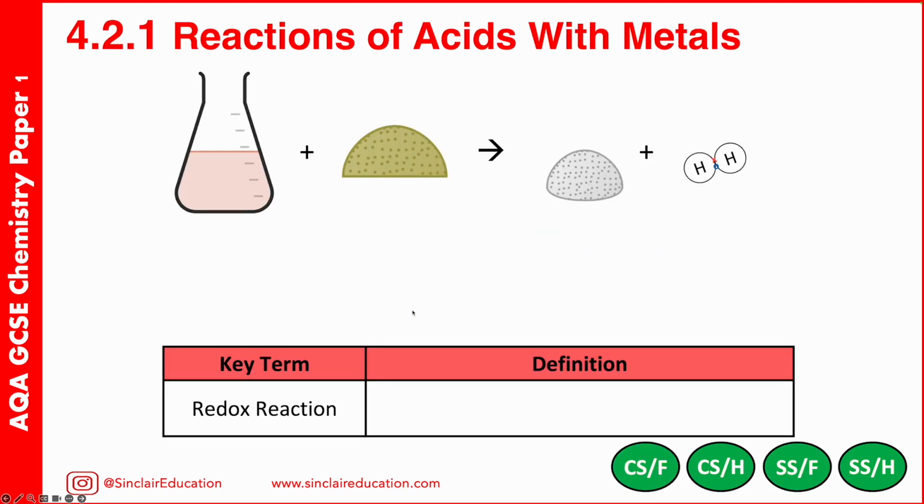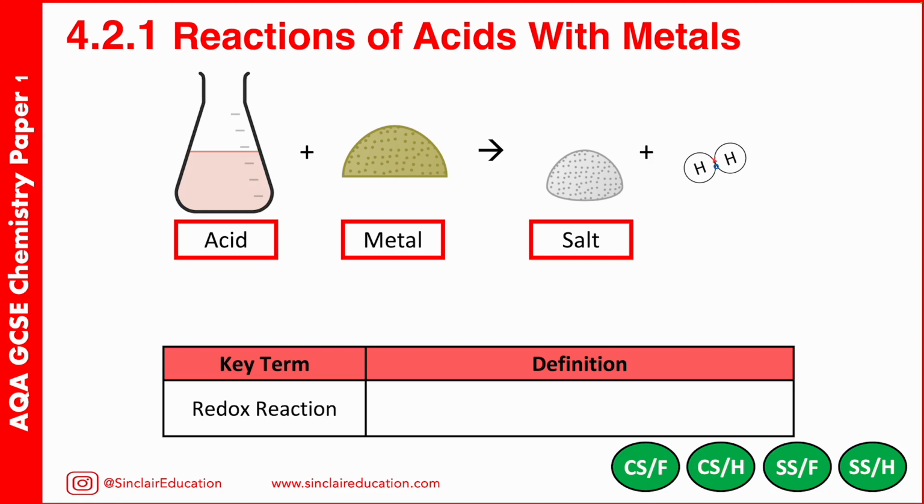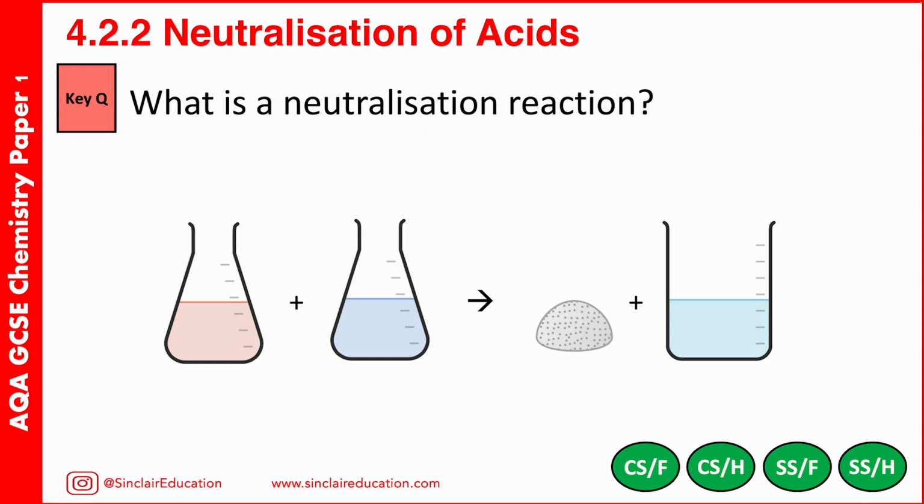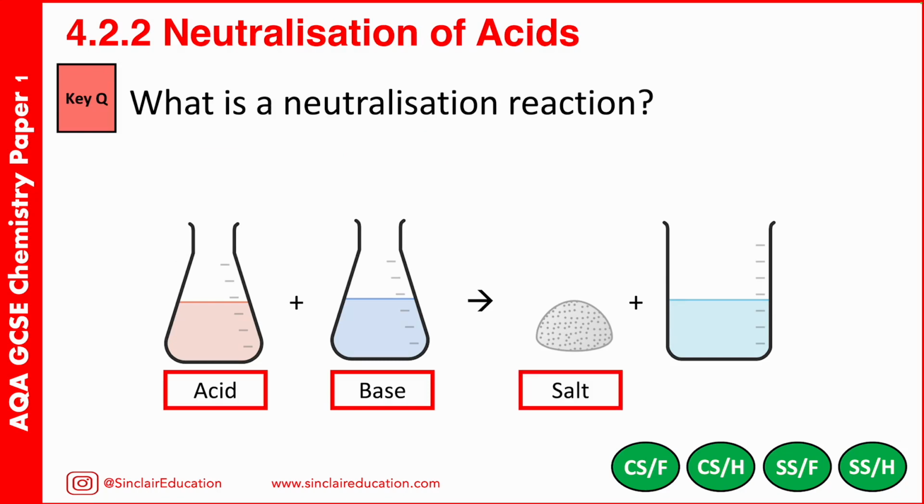In the next section, we're going to start to look at the reactions of acids and start to look at salts. When we look at the reaction of acids, acids and metals react together to form salts plus hydrogen. And as this occurs, it is a redox reaction because both oxidation and reduction will occur. Metals can react with acids, but acids are also able to react with bases. And when they do this, they're going to make salt and now water.